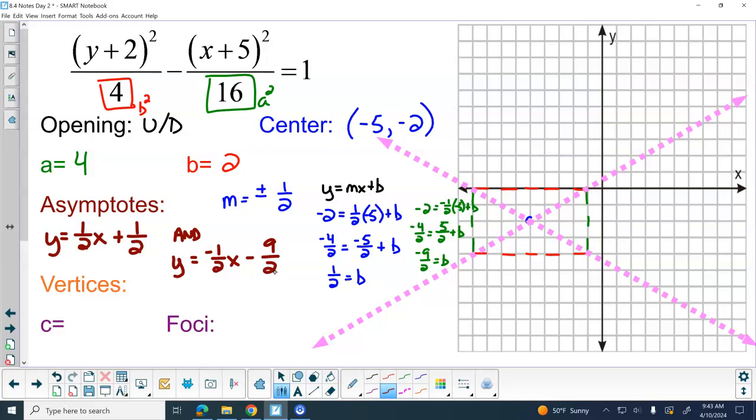Vertices, since this is an up-down, we got a vertex there and we got a vertex there, which is going to be at the points -5, 0 and -5, -4.